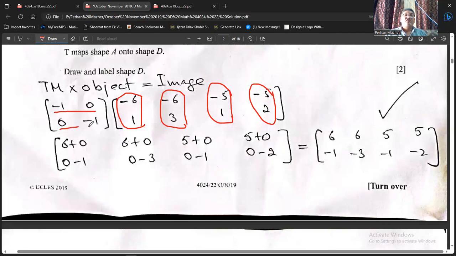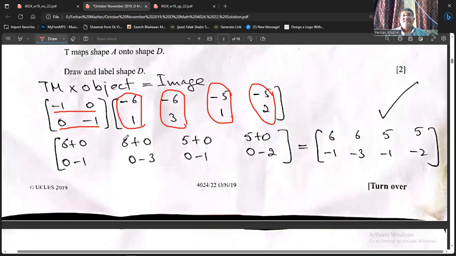Now this row will multiply. 0 into -6 will be 0, -1 into 1 will be -1, 0 into -6 will be 0, -1 into 3 will be -3. 0 into -5, that's 0, -1 into 1 will be -1. 0 into -5 will be 0, -1 into 2 will be -2.